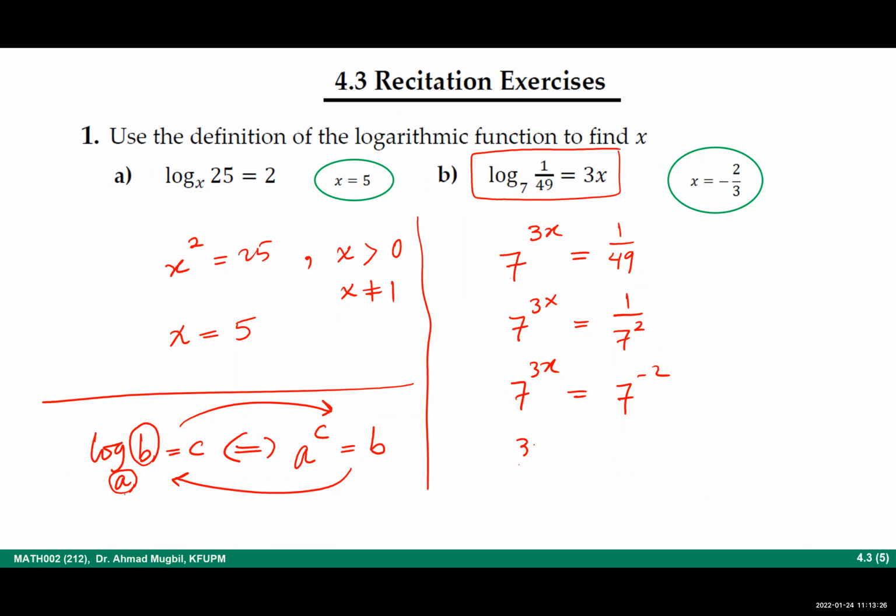Okay, so we have here 3x equals negative 2, which implies that x equals negative 2 over 3. Where were your mistakes? I took the square root of 7.